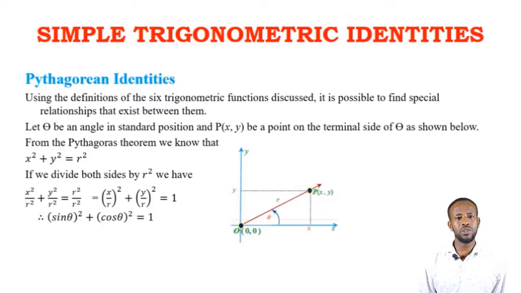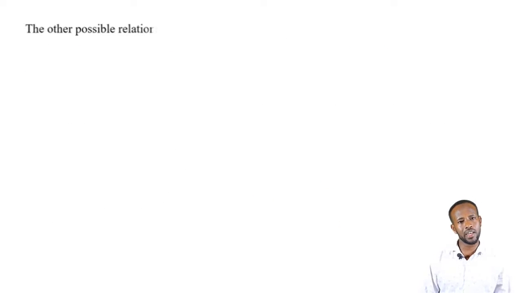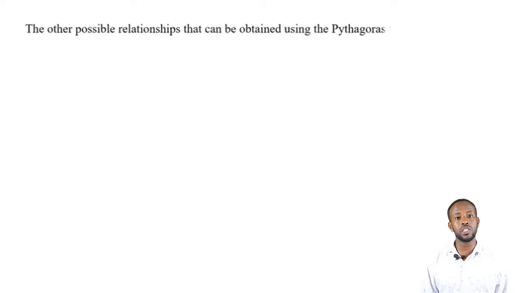Now, based on this, how do we get the value of what we call y over r, x over r? By using the equation by Pythagoras. That is why we call it like that.